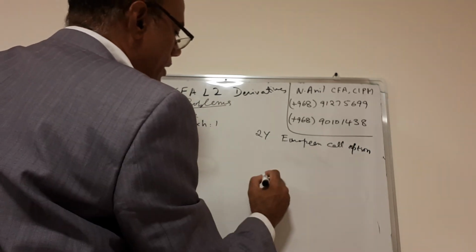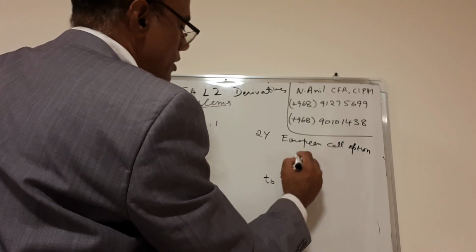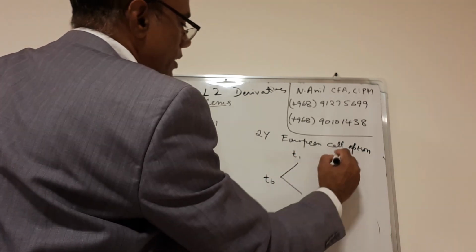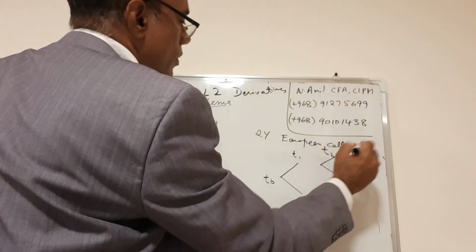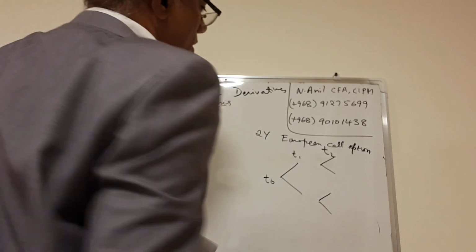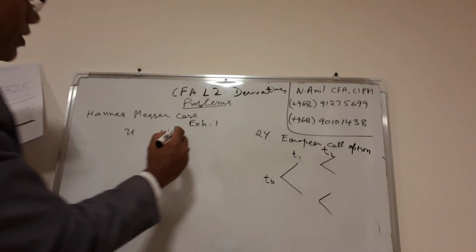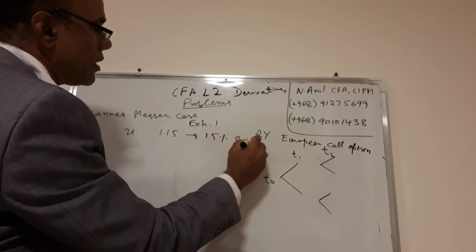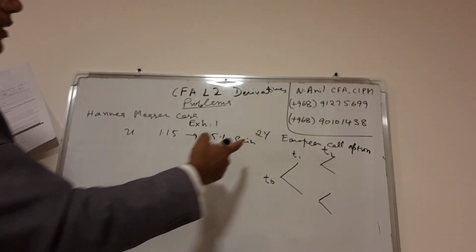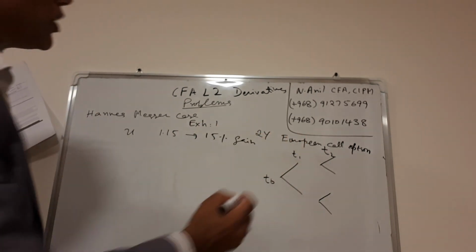If you write it like T0, at T0, then this is at T1, then it is at T2, and this can be exercised only at the end of 2 years. The up factor is 1.15, that is 15% gain in the stock price. Here, of course, the stock is the European German blue chip equity index.